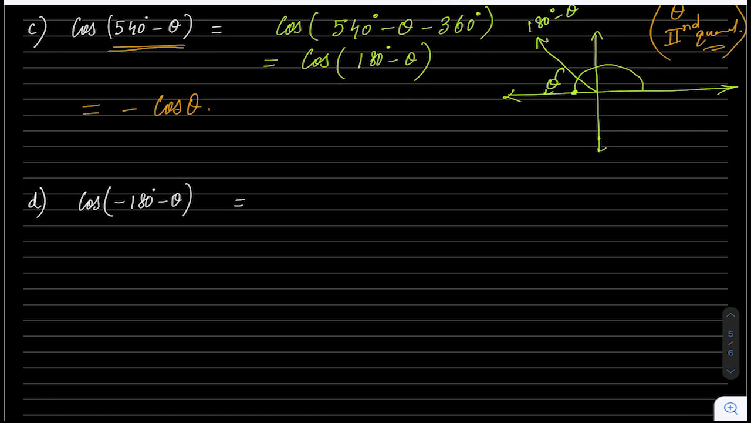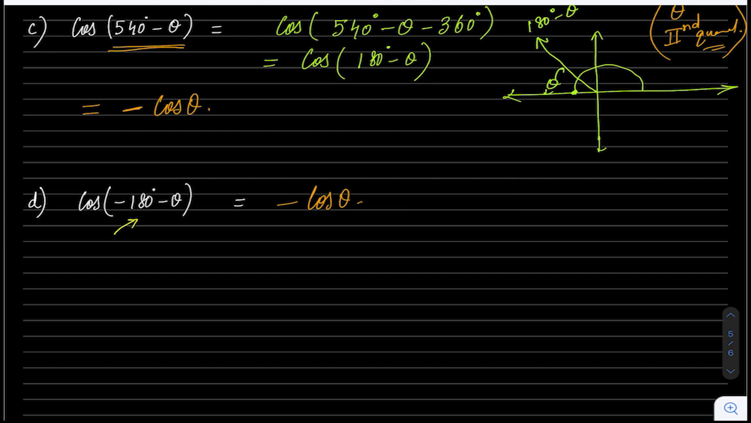This is what we have to prove. Or basically we have to find the value. So cosine of 540 degrees minus theta is minus cos theta. Okay, let's do this. We have to prove this: cosine of minus 180 minus theta is nothing but minus cos theta.